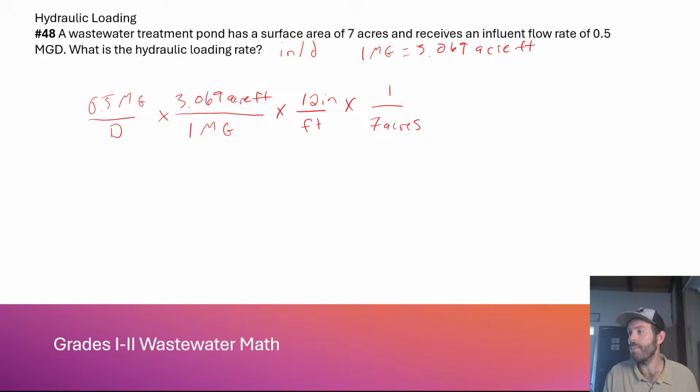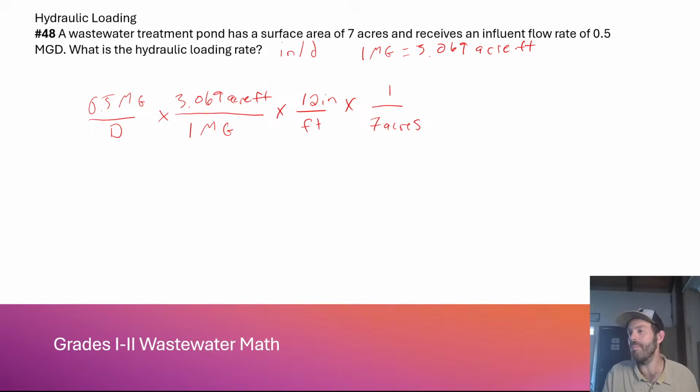Okay, so let me explain what you're looking at right here. This is the conversion factor method written out in total. This is how I'm just going to solve the problem. So I'm converting million gallons per day to acre feet, million gallons anyway to acre feet. I don't want to do a million gallons per day because I need the inches per day.